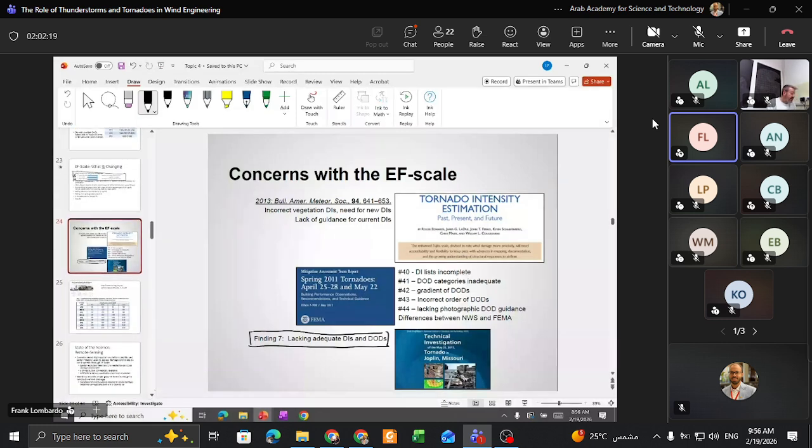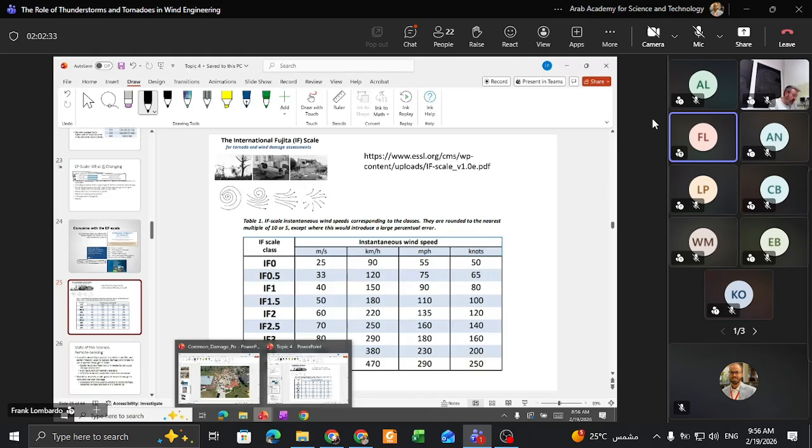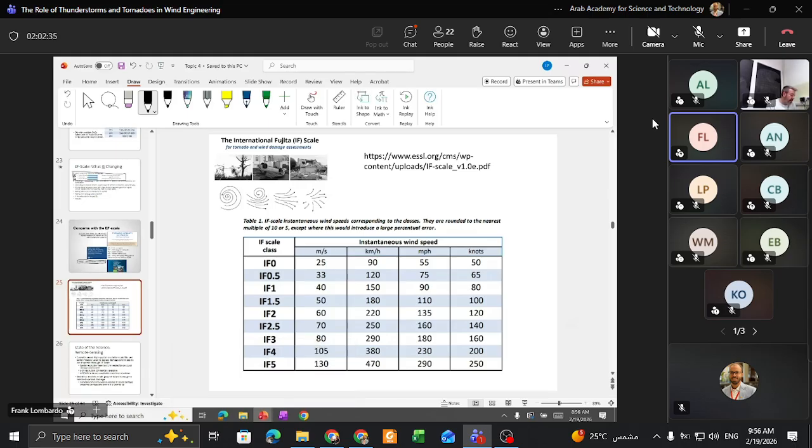Okay, but what you'll see too, this is the IF scale here. The IF scale works the same way. Basically you have some IF scale that has intermediate values, like 0.5, 1.5, 2.5. Ultimately it goes back again from a wind speed to a damage. You can see the IF5, which is 130 meters per second, which is quite a bit higher than the US one.